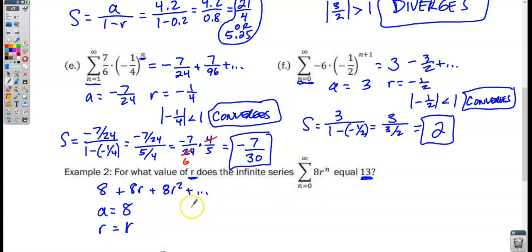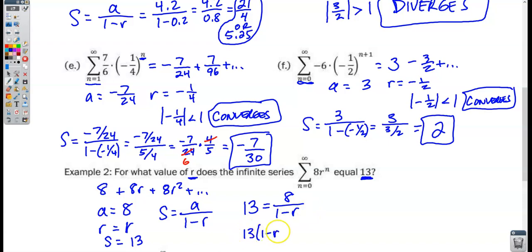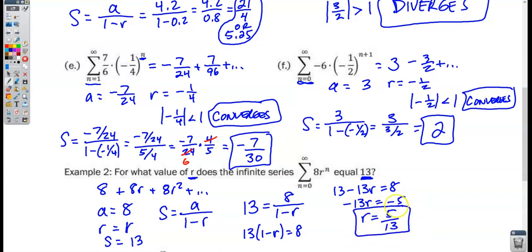Now we're told that the sum is 13, so that means S is equal to 13. And then we're going to go ahead and just set this up as sum is equal to a over 1 minus r. So we've got 13 is equal to 8 over 1 minus r. And we can go ahead and solve this equation in order to find the value of r. We'll multiply both sides by the quantity 1 minus r. We'll distribute. Subtract 13 from both sides, and divide both sides by negative 13. We end up finding that the value of r is going to be 5/13.